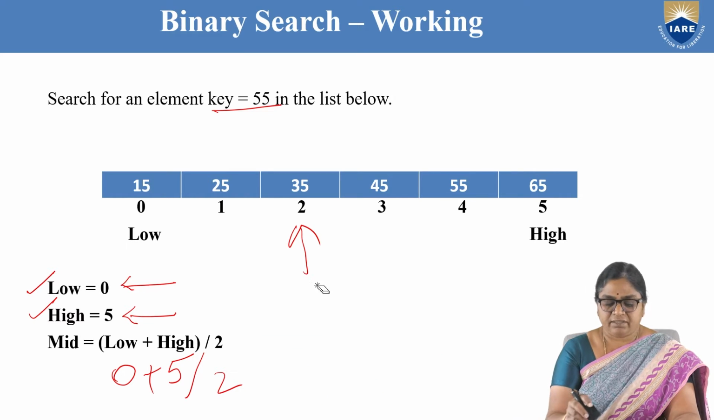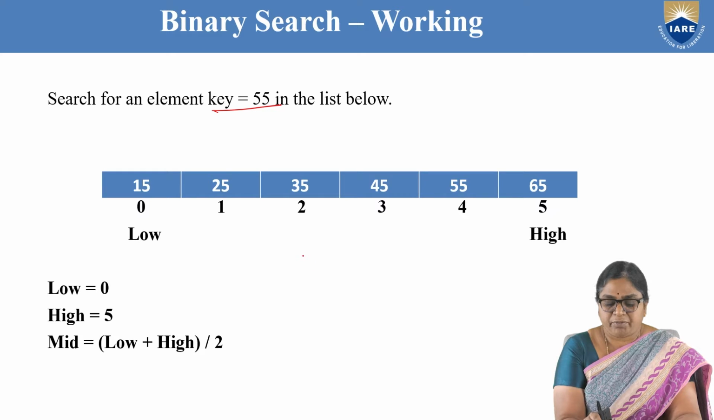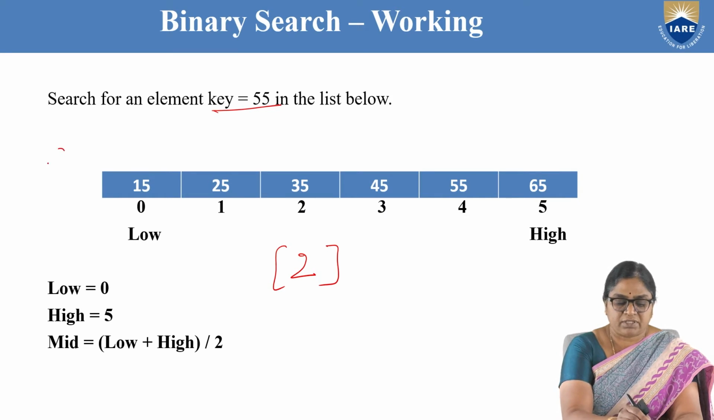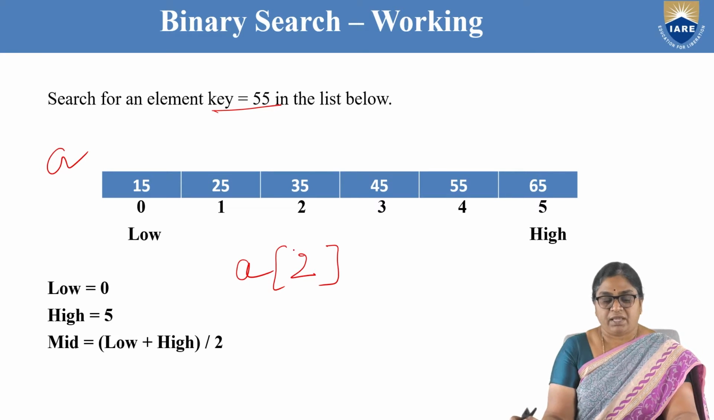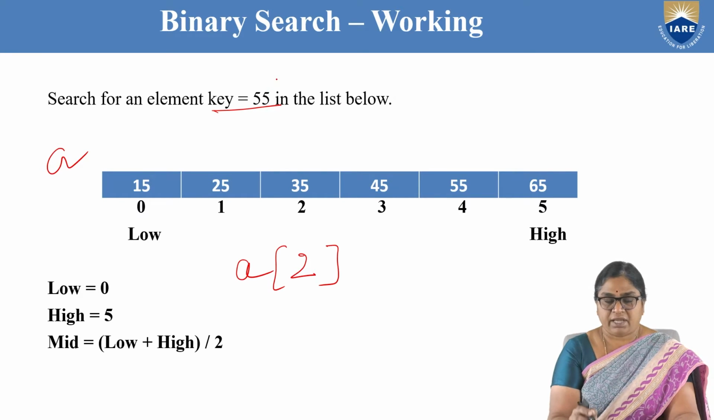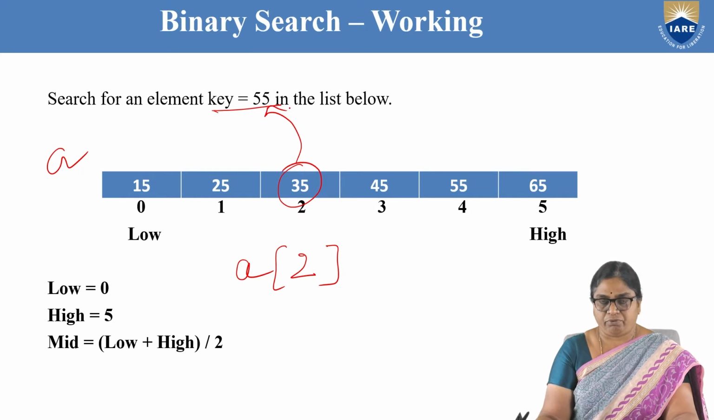So after getting the middle point, that is 2 here, after getting the midpoint 2, we will compare our key element with the middle index value. Suppose the name of the list is A, then we will compare key with A of 2. So what is A of 2? That is 35. Is 35 equivalent to 55? No. Then we will go with the second part.